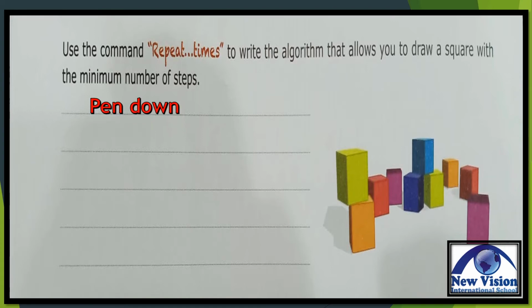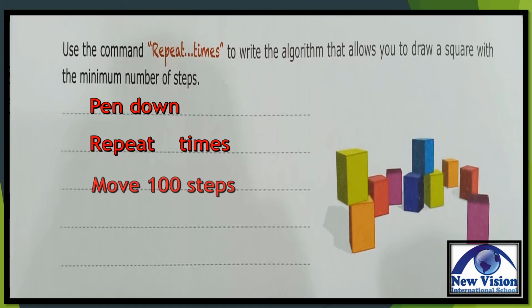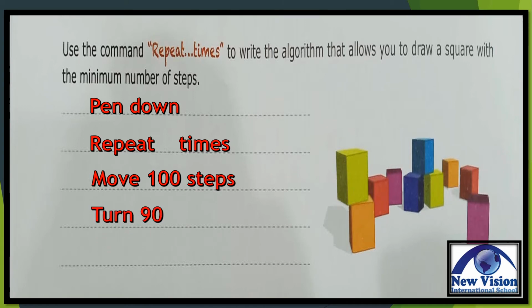The first step would be pen down, which allows us to draw the line. The next step would be repeat times. This includes move 100 steps and turn 90. But how many times are we going to repeat move 100 steps and turn 90? Based on exercise number 1, and since the square has 4 sides and 4 angles, we're going to repeat these commands 4 times.